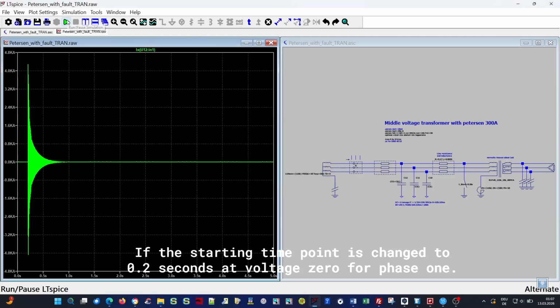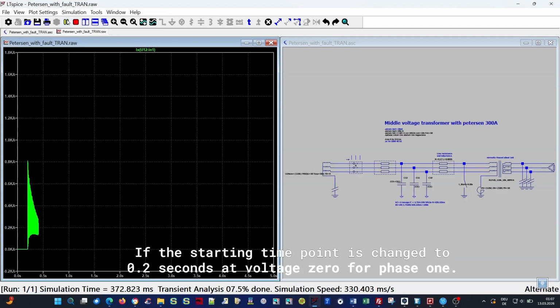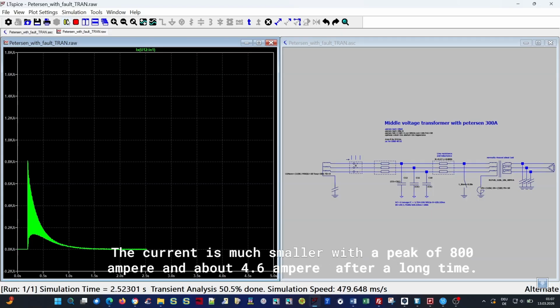If the starting time point is changed to 0.2 seconds at voltage 0 for phase 1, the current is much smaller with a peak of 800 ampere and about 4.6 ampere after a long time.